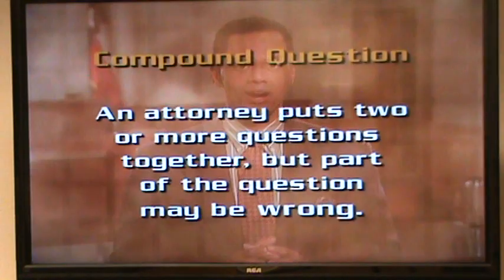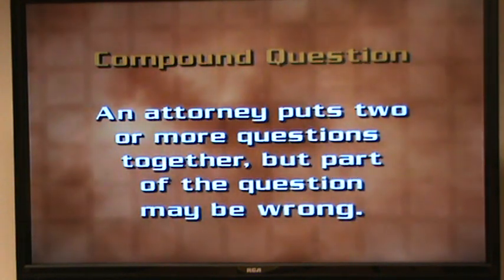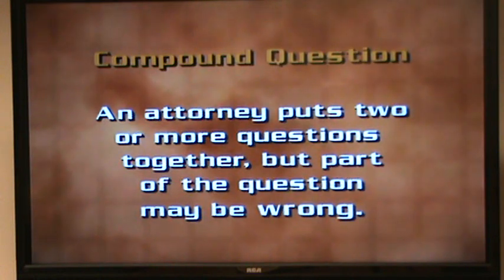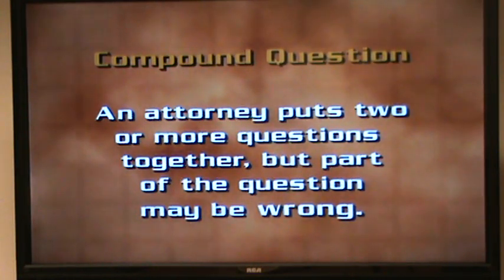Okay, there are three types of questions about which you need to be especially careful. The first is a compound question. A compound question is one in which your opposing lawyer puts two or more questions together, where most of the question can be answered with a simple answer, but part of the question is wrong. Take a look.